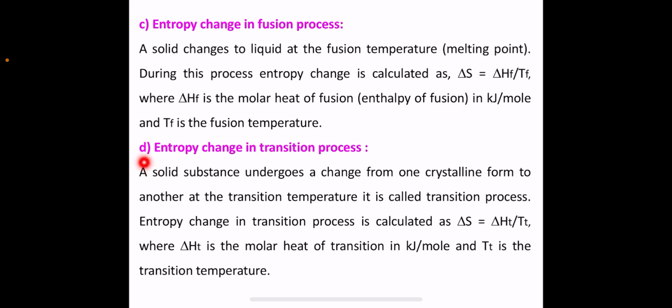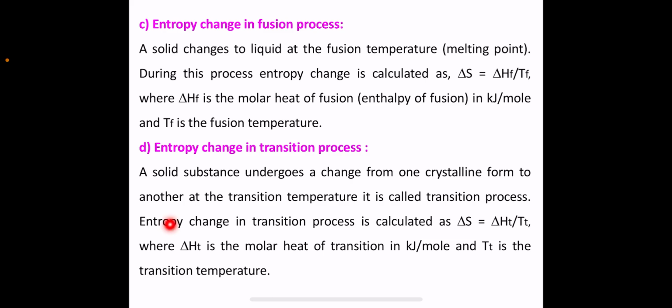Okay, and the fourth physical process is entropy change in the transition process. A solid substance undergoes a change from one crystalline form to another at the transition temperature, and it is called the transition process. So the transition process is a process where a solid substance undergoes a change from one crystalline form to another crystalline form. That particular temperature at which the solid changes its crystalline form is called the transition temperature, and the process is called the transition process.